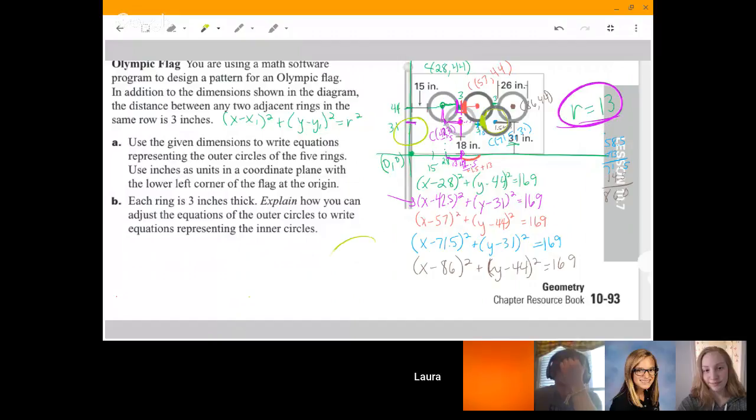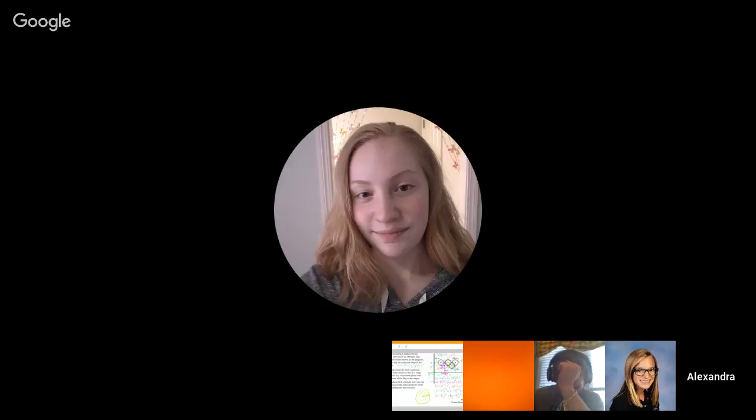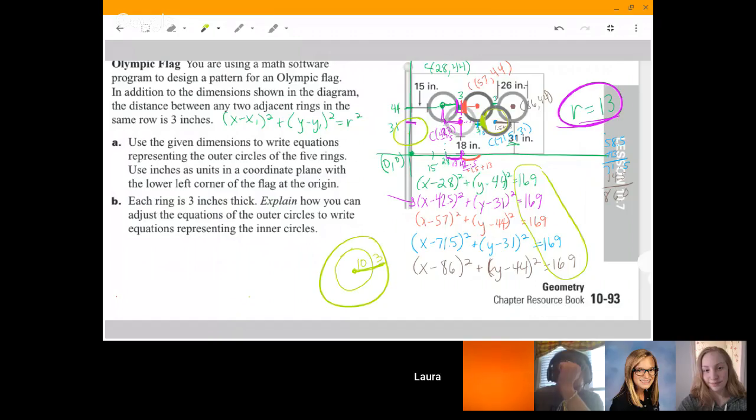Let me use this space because it's so messy up there. So if we took off these 3 inches, we'd have a smaller radius. What would our new radius be? 10. 10, yeah. So in our equations, that would change this part of the equation. 169, what would it be? 100. Yeah.